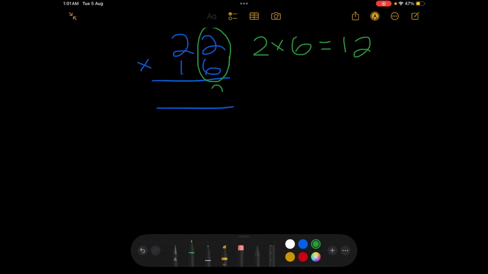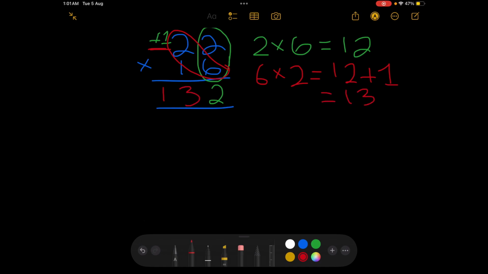Awesome. Going to put our 2 down here, and we're going to bring our plus 1 up here. Now, again, we're going to do our 6 times 2, so 6 times 2 equals 12. Then we're going to add our plus 1, which is up here, so plus 1, which equals 13. We're going to bring the 3 there, put the 1 over there. Hope you are following so far. This is exactly what we did with our 2 by 1, except now we have to add the second step.